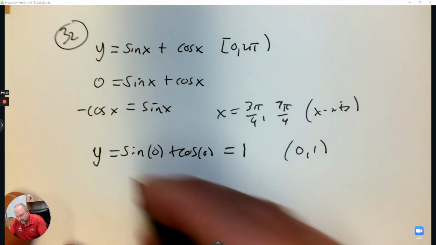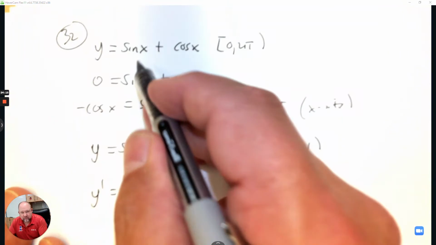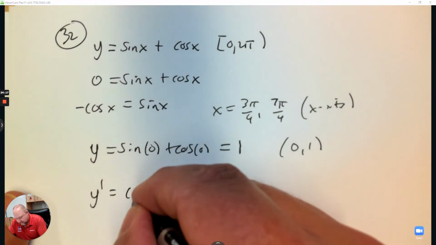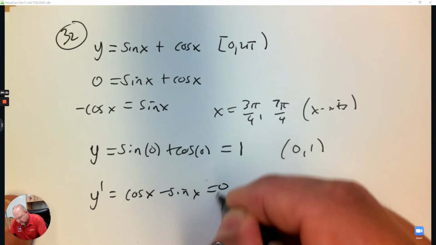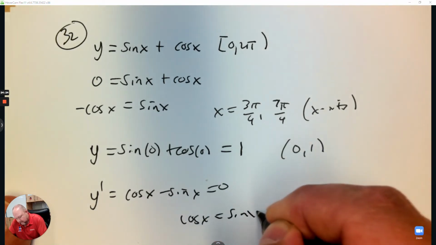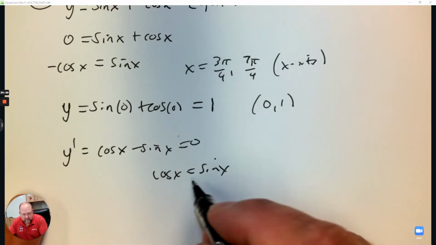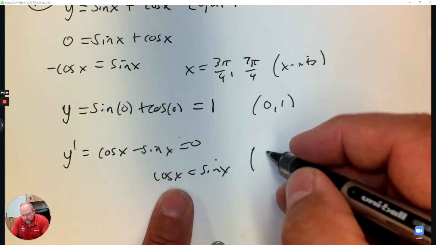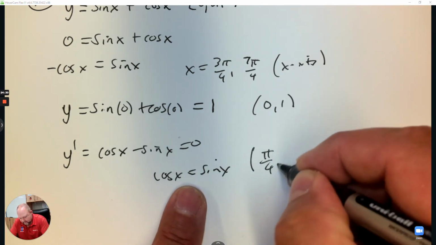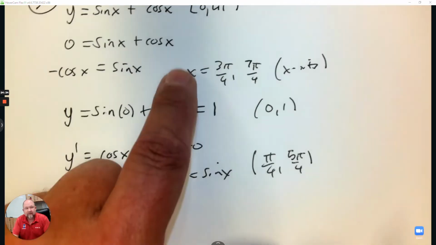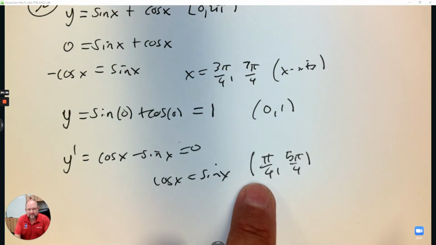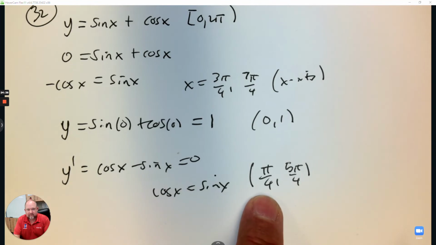Then it says, how about extreme points? Take the derivative. The derivative of sine is cosine, and the derivative of cosine is negative sine, equal to 0. So here are the extreme points. When they're equal to each other, that's at pi over 4 and at 5 pi over 4. So we have intercepts and we have extreme points.